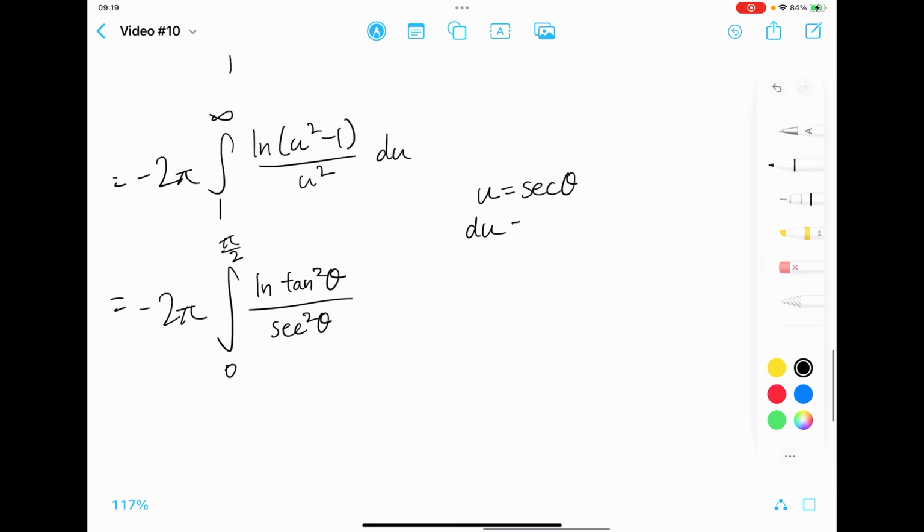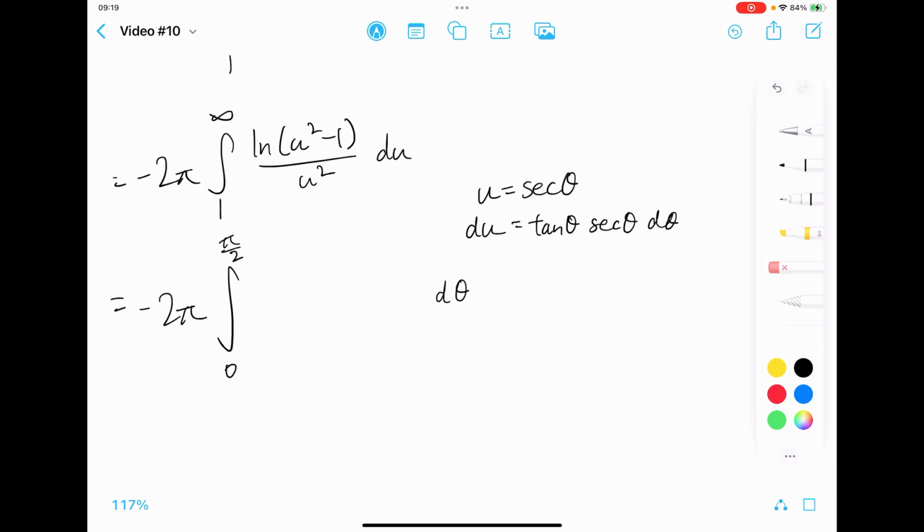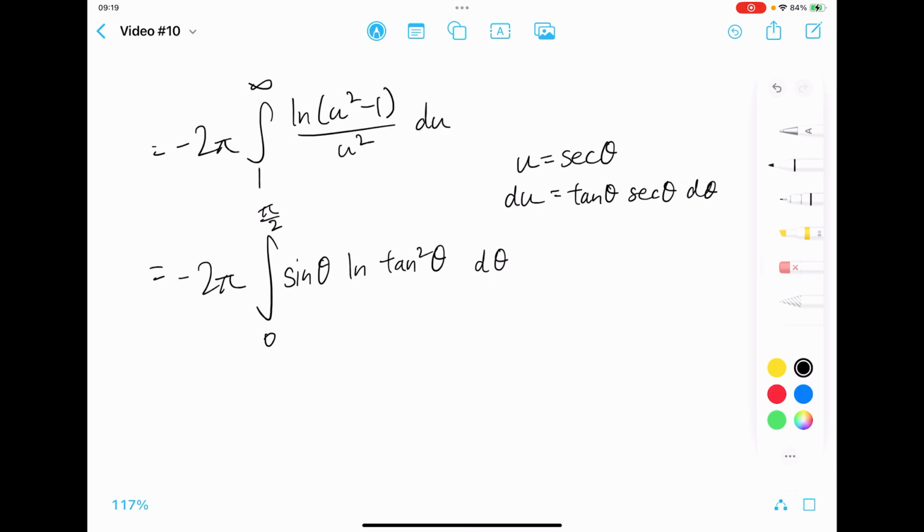And figure out du is just tangent theta, secant theta, d theta. So let's just write that in. And one of the secants is going to cancel out, so that's quite nice. And also, tangent theta divided by secant theta is sine theta. So sine theta is out front. Well, not out front, but like here. And times natural log tangent squared theta. And yeah, that's kind of another form of the integral.